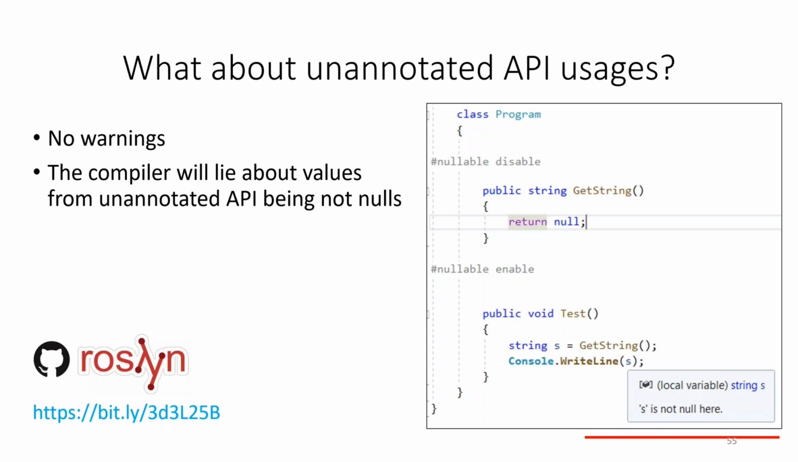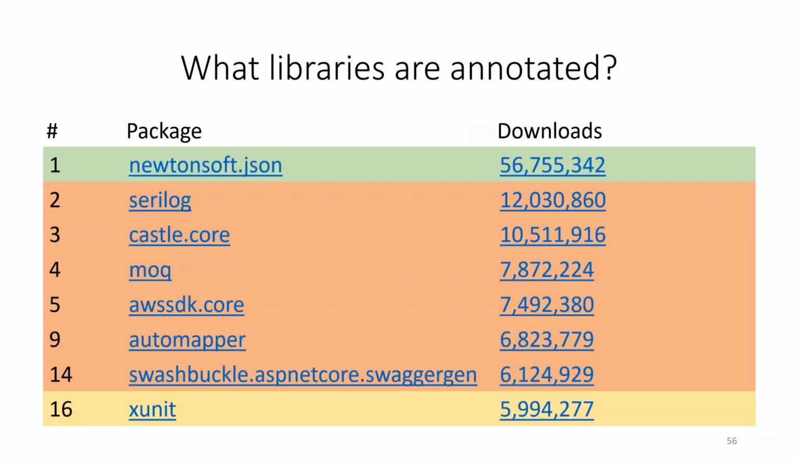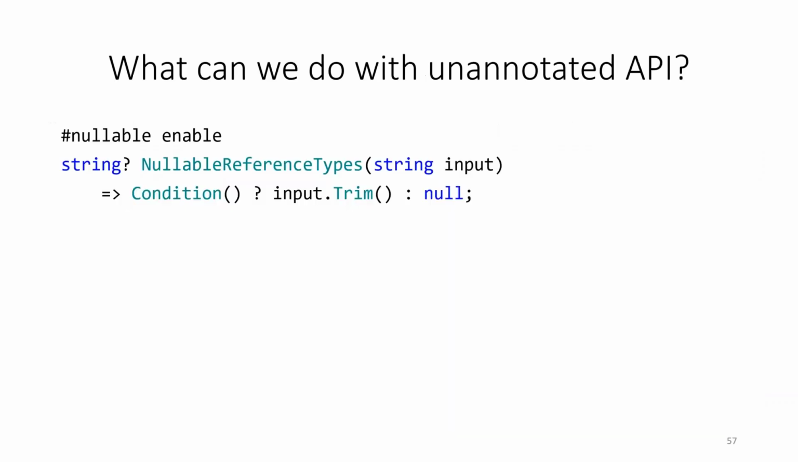So this is quite dangerous, and unfortunately there are lots of not annotated libraries out there. As of now, I've checked the top 20 libraries on NuGet.org, and only Newtonsoft.Json was fully annotated, and xUnit has taken some steps in this direction by annotating some of its assertions, but even they aren't there yet. So unfortunately, we probably won't get the whole NuGet.org annotated anytime soon, because it's a lot of effort.